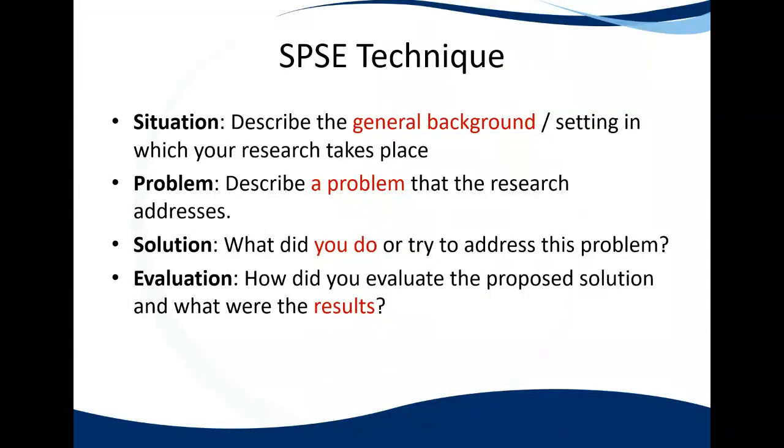So how do you do that? You describe the general background, the setting in which your research takes place. Why is it important? You describe what the problem is, and how you attended to this problem. And so what did you do to address this problem? Here, the method or methodology that you drew from, and how you collected your data. And then what is it that you found? What are your findings, the evaluation? How did you evaluate? How did you analyze the proposed solution and the results that you find? And what do these results mean? Okay.